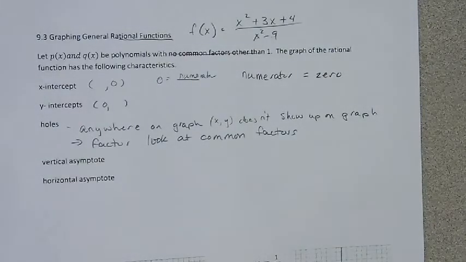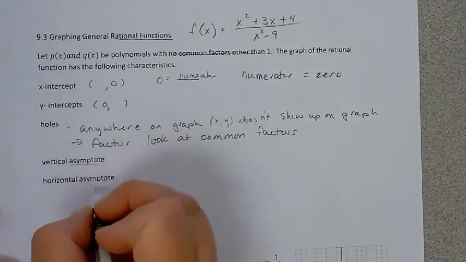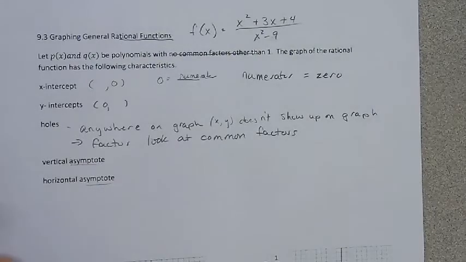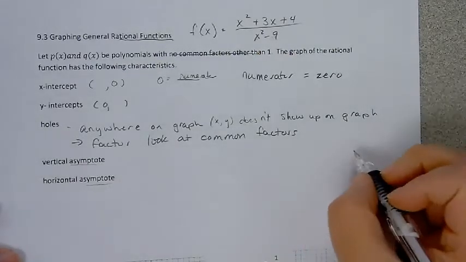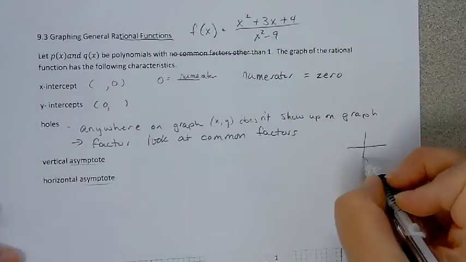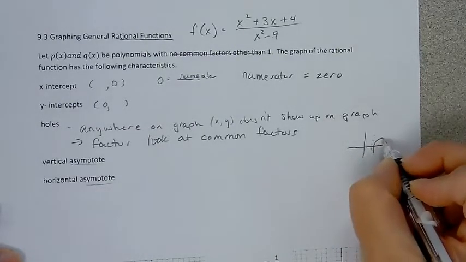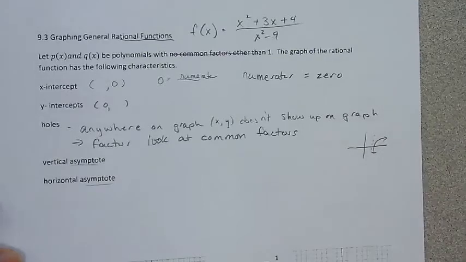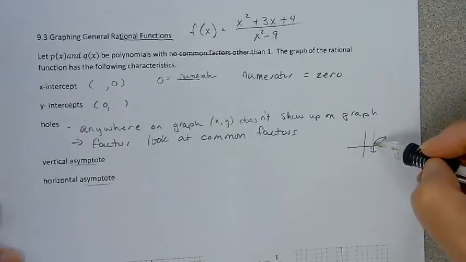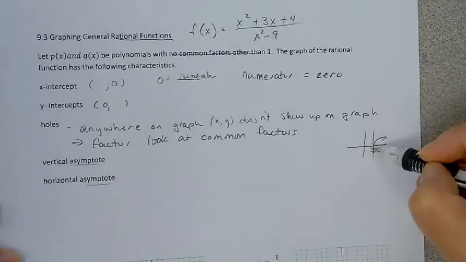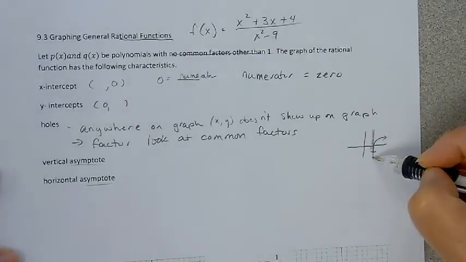Okay, 2 other things that we're going to talk about are the vertical asymptote and the horizontal asymptote. We have talked about an asymptote. It's a line that the graph approaches without ever touching. So let's think about the vertical asymptote. A vertical asymptote would be a line that looks like this. You might have a graph that doesn't touch.